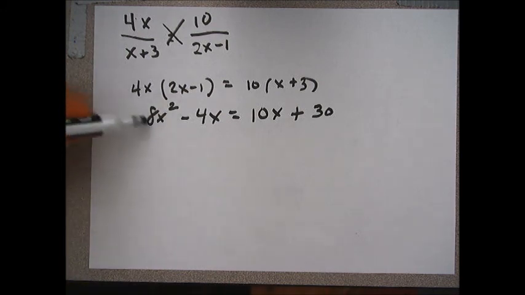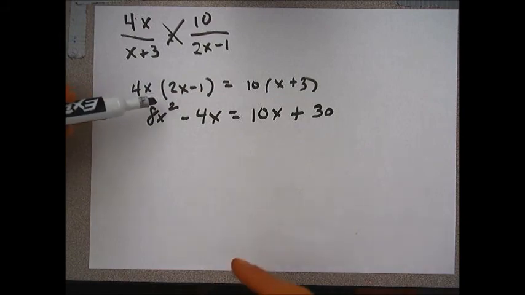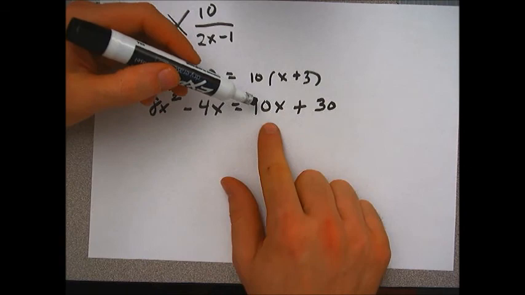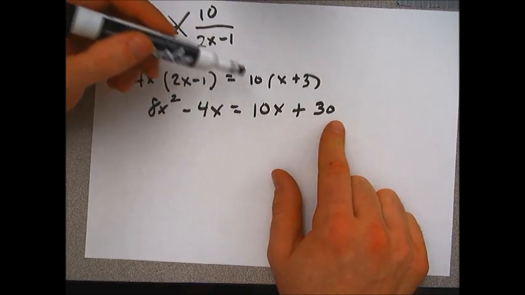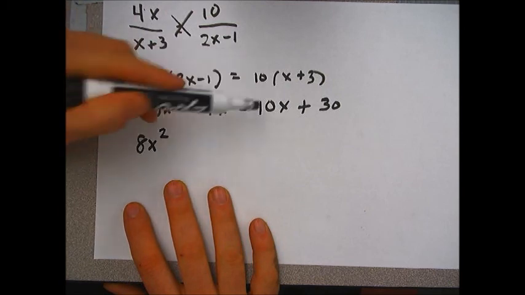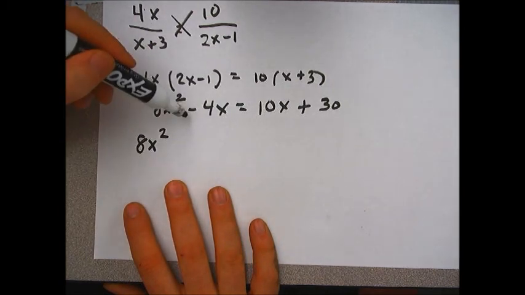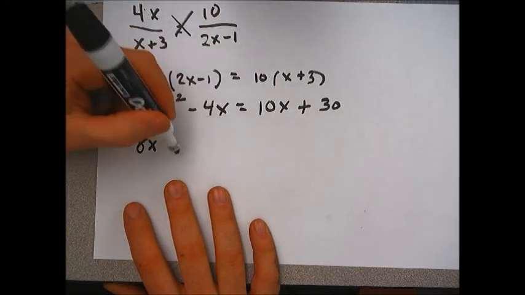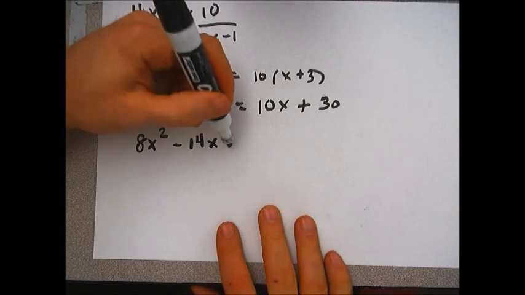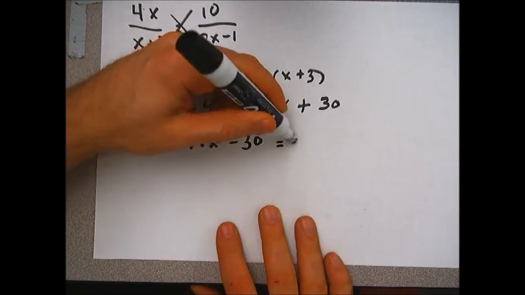Wherever the squared term will be positive is where I want everything to come. So I'm going to take everything in this case to the left. So I'm going to take the 10x over by subtracting it, and I'm going to take the 30 over by subtracting it. So you have 8x squared. If I subtract 10x over, I already have negative 4, right? So negative 4 minus 10 more gives me negative 14x. Take the 30 over, and I have negative 30 is equal to 0.